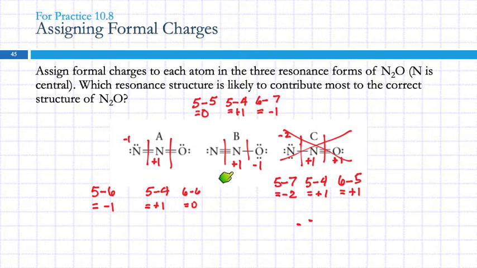Now we need to choose between these two guys. This is where we use electronegativity. We want to put the formal charge on the atom that has higher electronegativity. Is that going to be nitrogen or oxygen? Oxygen. So the negative formal charge is going to be more comfortable on oxygen because it's more electronegative.